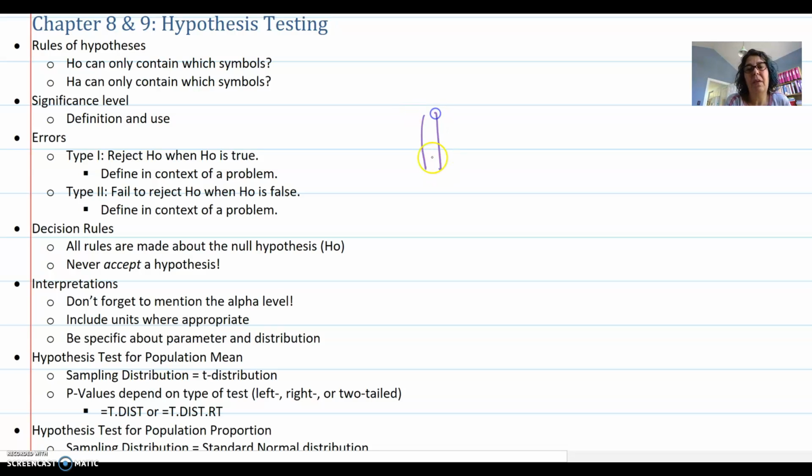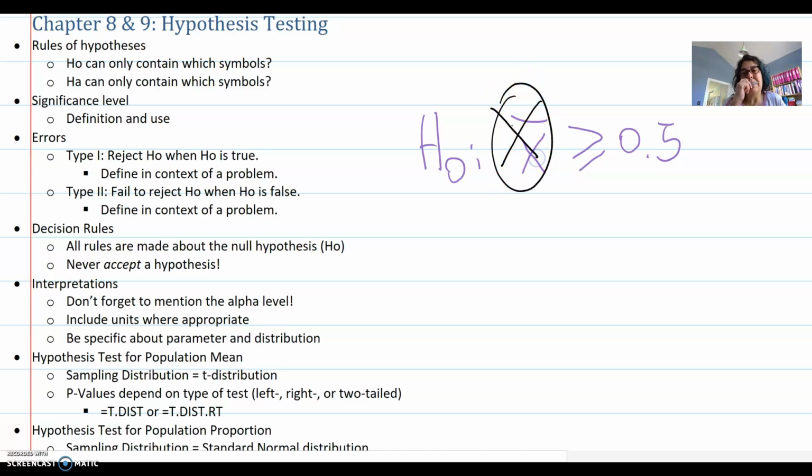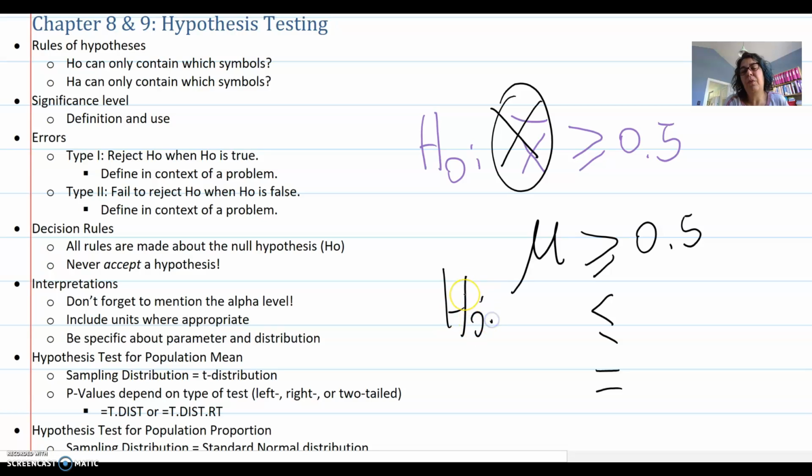So for instance, H null cannot be written something like this. So what's wrong here? We can't use a statistic, right? We need to use a parameter, which is mu. And we also need to use all the equal signs, less than or equal to, for H null, right? And whatever we put for H null, the complement of it is going to go to H alternative.